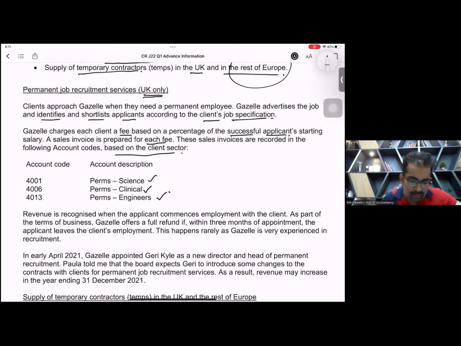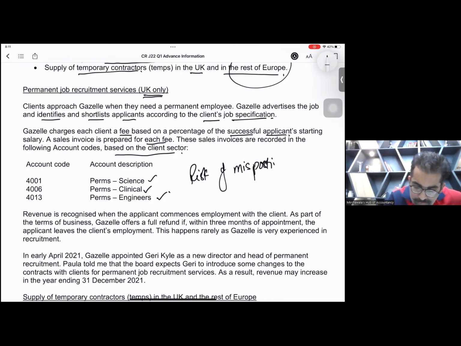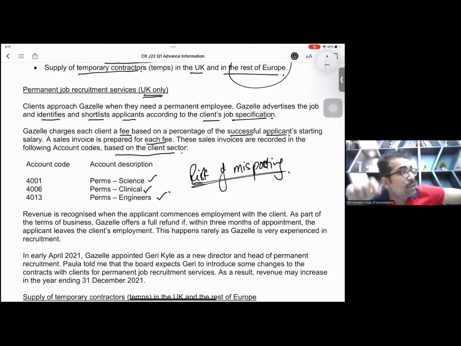Now, there is one risk: all these codes are very similar. For example, if we need to post the sales of science, the code is 4001. If you need to post the sales for clinical, it's 4006. That means all start with 4000 numbers. So there is a risk of misposting, and this happens practically, that you mispost something. So this risk is there because all are starting with the 4000 category, right? Okay, so this is the risk.